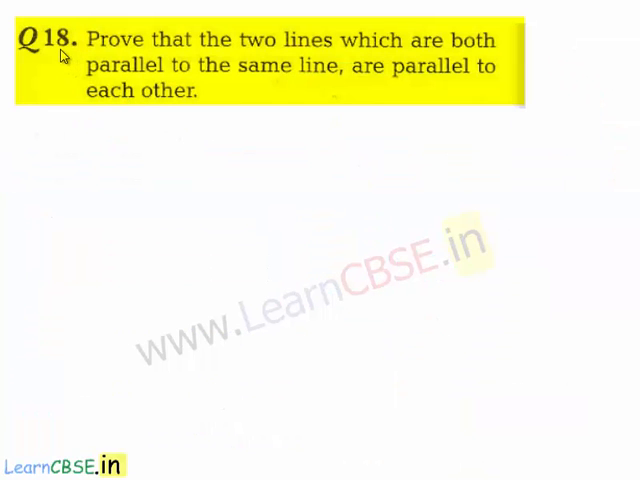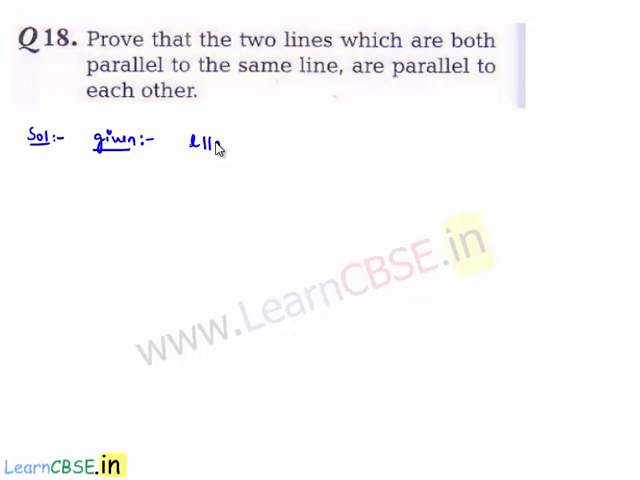Now moving on to 18th question. Prove that the two lines which are both parallel to the same line are parallel to each other. Now moving on to solution. Given that there are two lines which are parallel to the same line, so let us assume that L and M are two lines that are parallel to common line N. That means L is parallel to N and M is parallel to N.